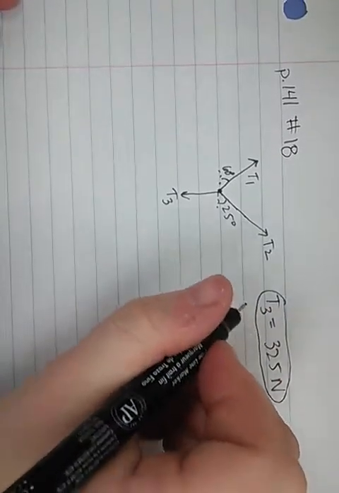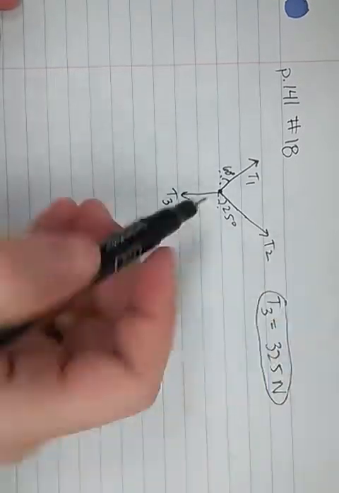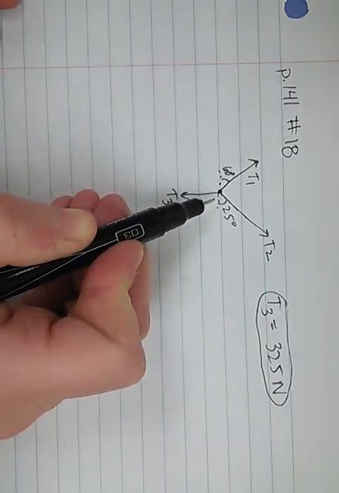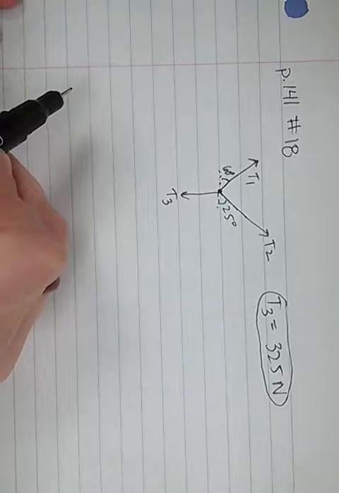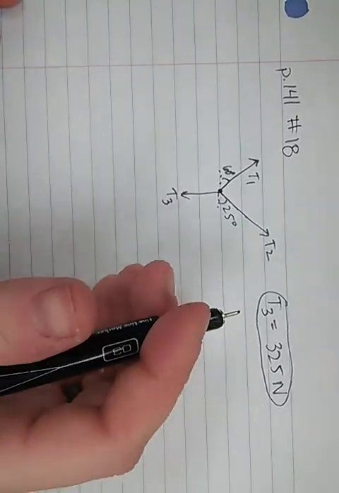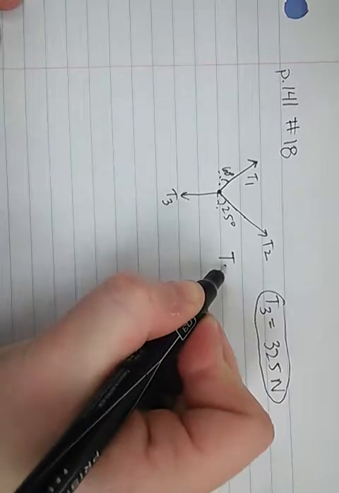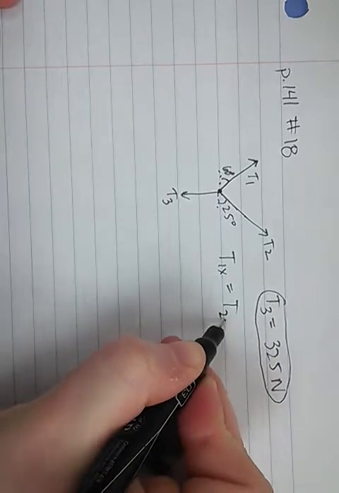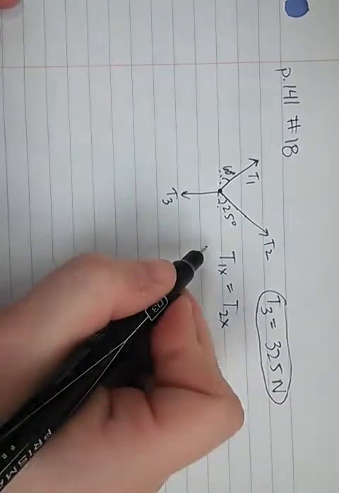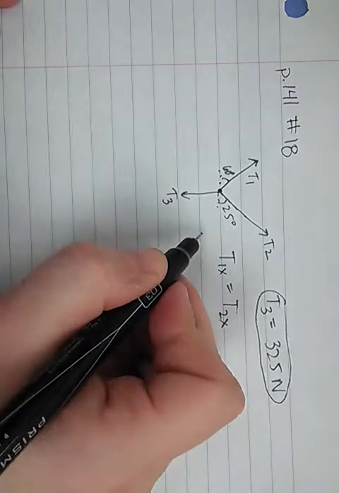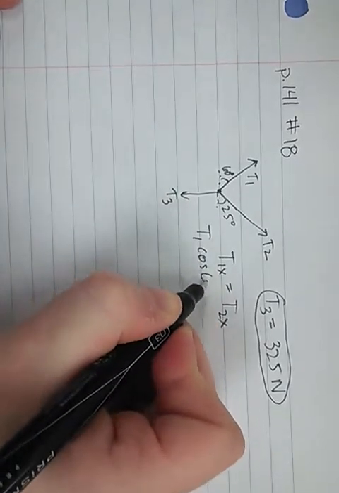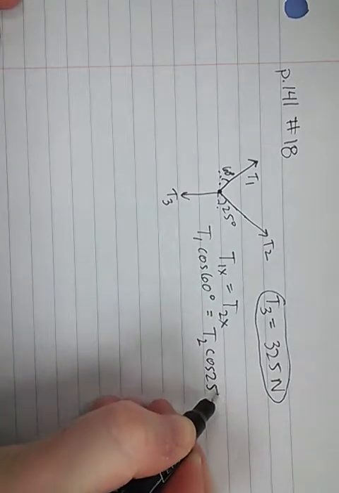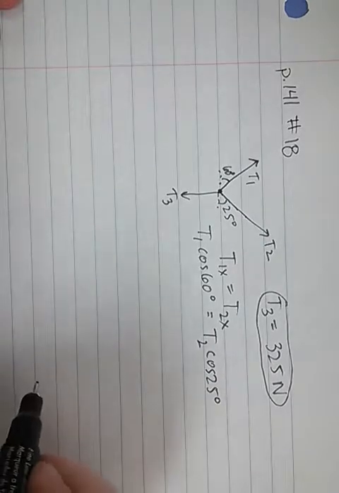This is actually pretty similar to the traffic light problem. We know that the x components of T1 and T2 have to cancel out, or else the cement bag would accelerate in either one of these directions, in the horizontal direction. So T1x is going to be equal to T2x. And we can translate that to T1 cosine of 60 degrees is equal to T2 cosine of 25 degrees. So again, their x components are equal.